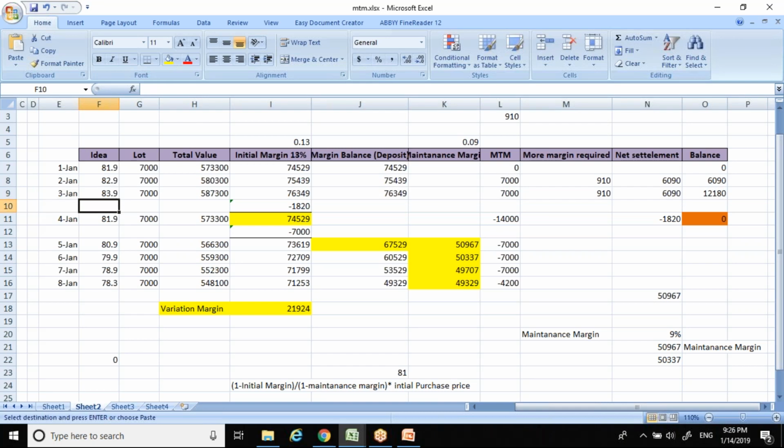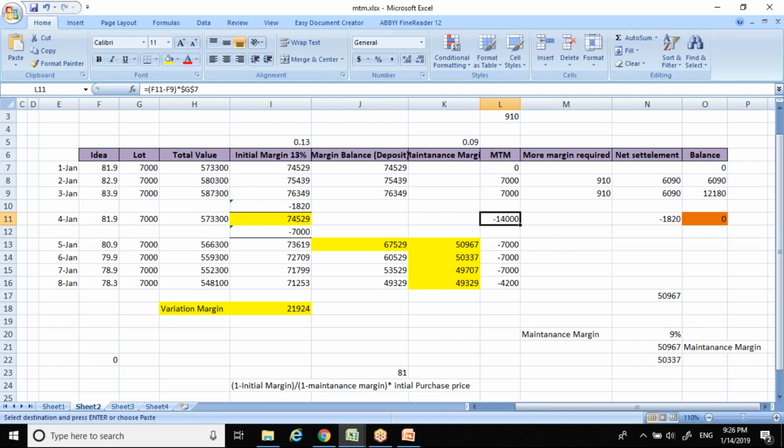Now on 4th January, luckily, the price again reduced by 2 rupees. So it is now back to the initial price of 81.90. You have a loss of 2 rupees per share, so the total loss is around 14,000. So the total value also reduces. Now in this case, the initial margin requirement also reduces. However, you have a 14,000 loss.